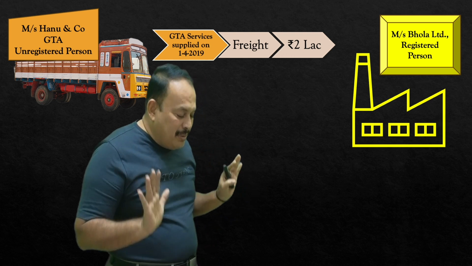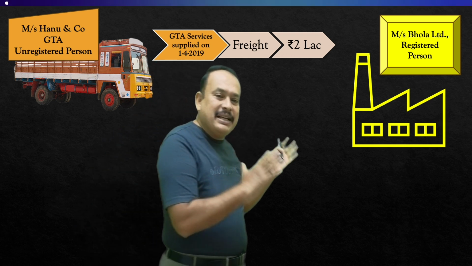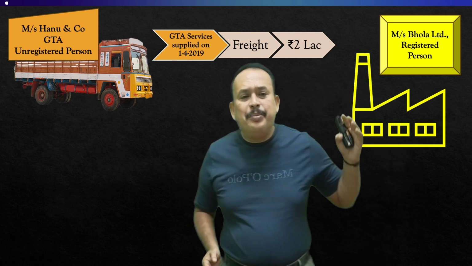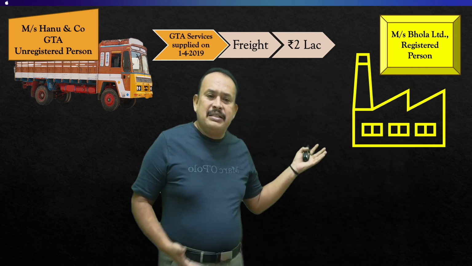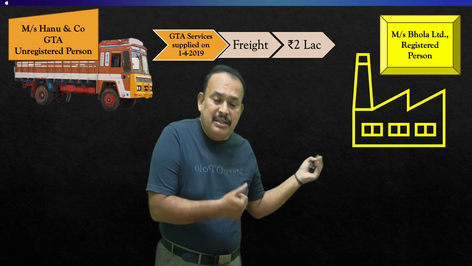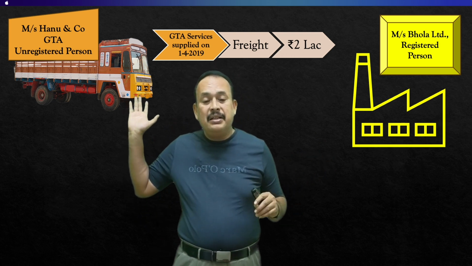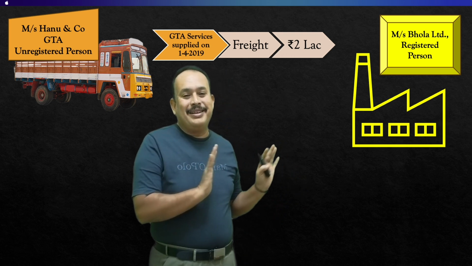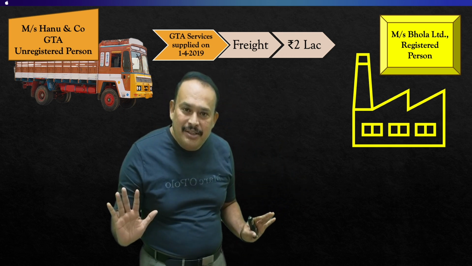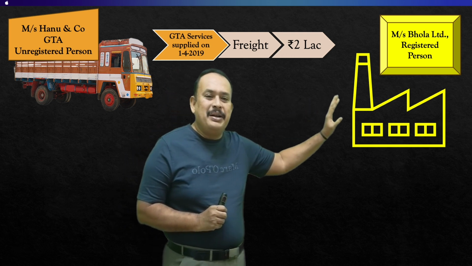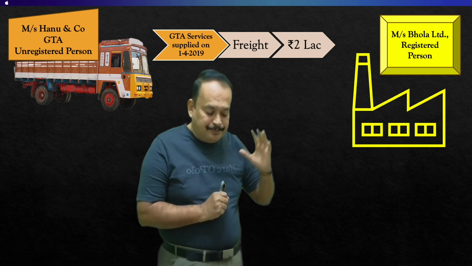Now you tell me, my dear friends, in the given case, is the supplier liable to pay GST or the recipient? The recipient is a specified person who received GTA services from an unregistered person, so obviously it is under RCM, correct? Any doubt? It is under the RCM. Who is liable to pay GST? The recipient is liable to pay GST, being a registered person.